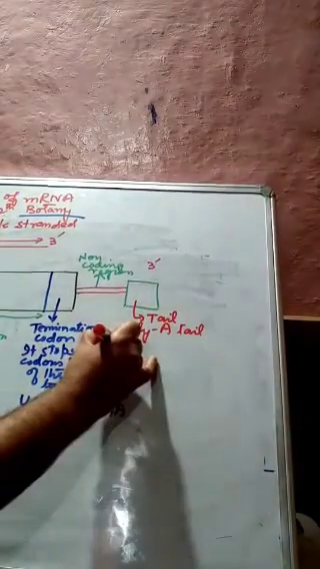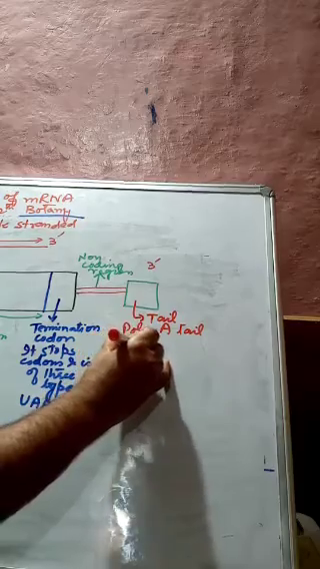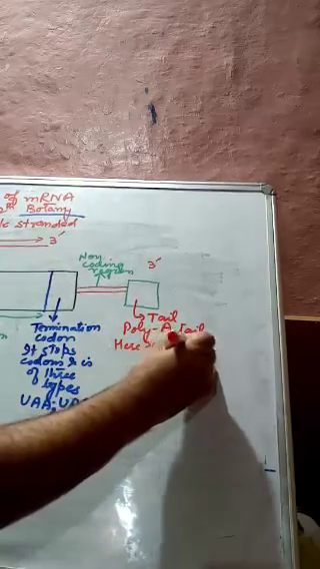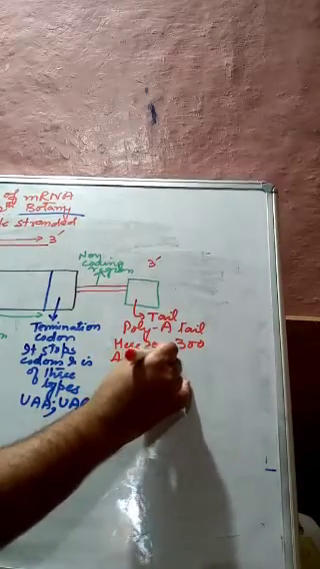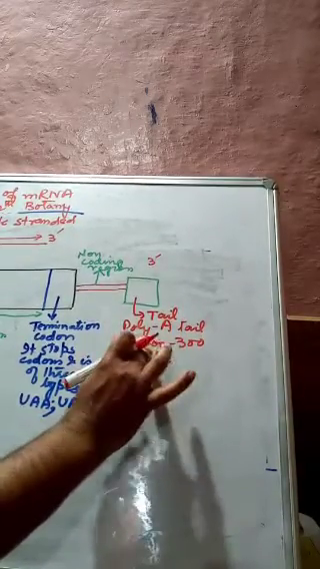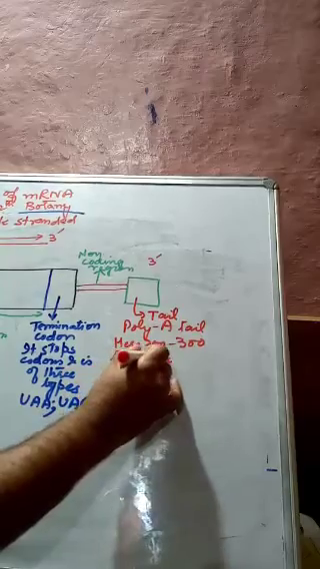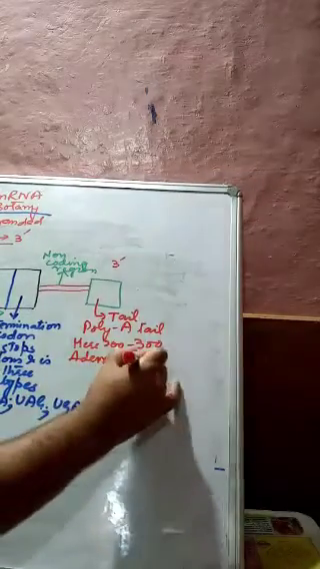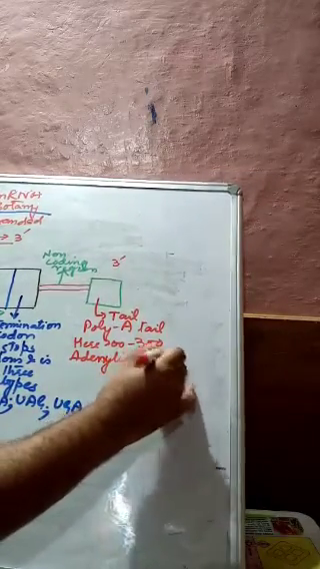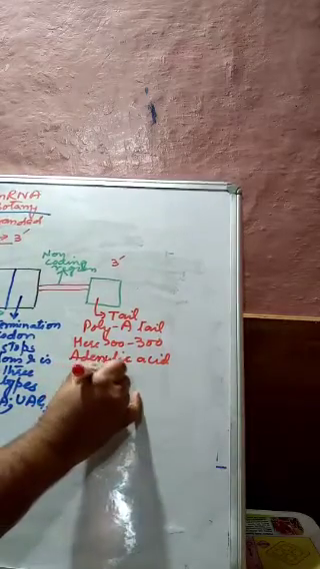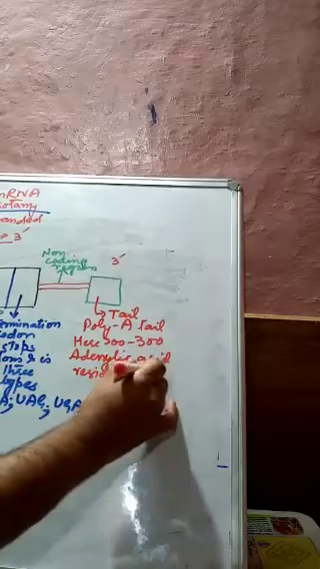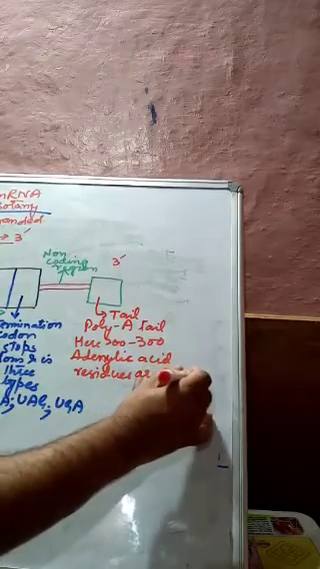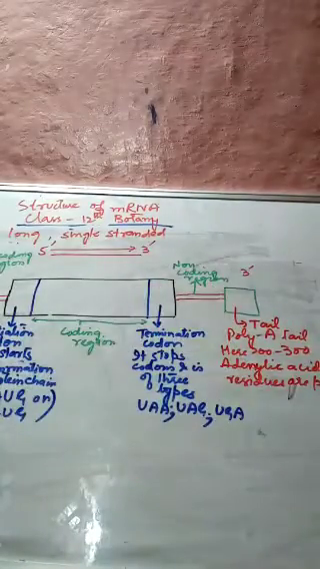And how many are there here? 200 to 300 adenylic acid residues are present. So this is the structure. This is the cap. This is called the tail.